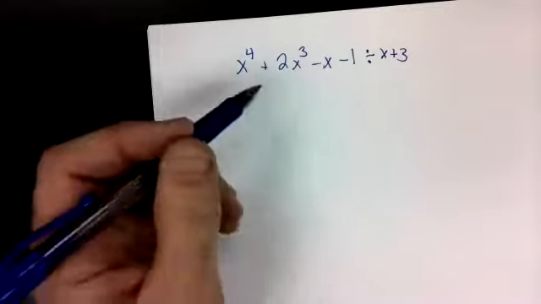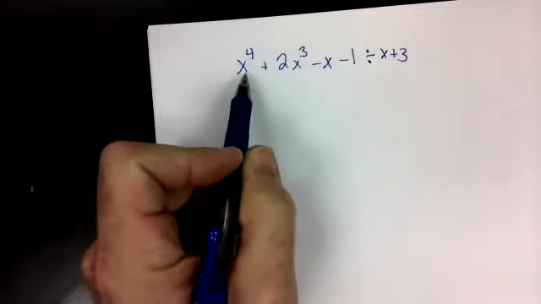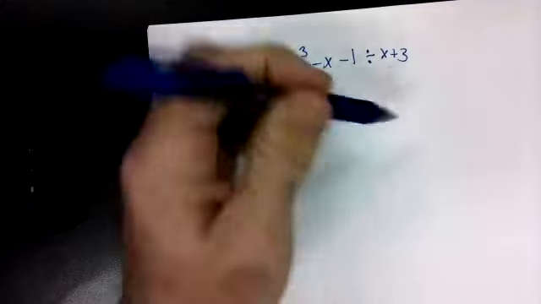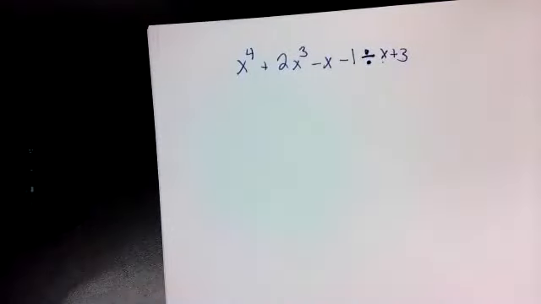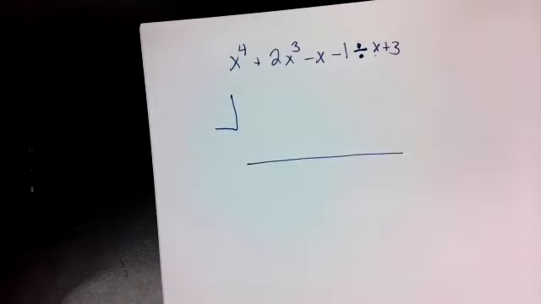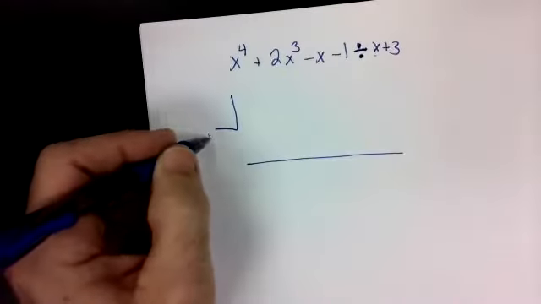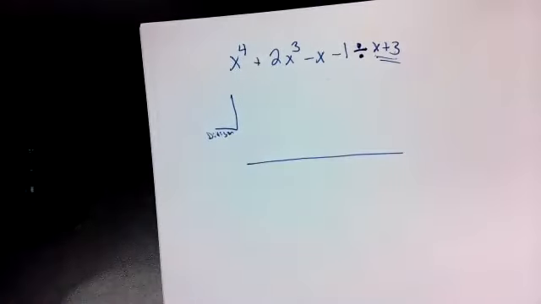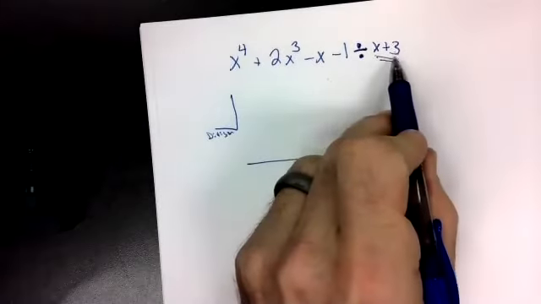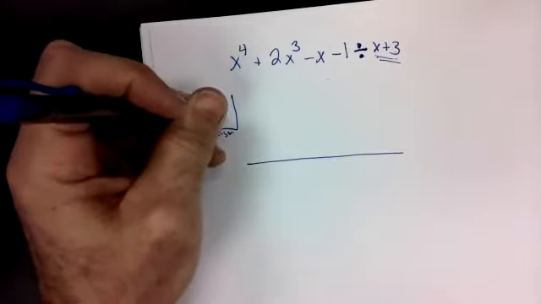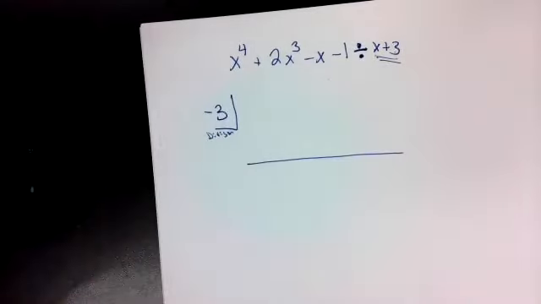All right, so again, following the rules, we're going to synthetically divide x to the fourth plus 2x to the third minus 1x minus 1 by x plus 3. Again, this is where my divisor goes. If this is my divisor, we grab this plus 3, but we take the opposite. So if that's a positive 3, we put a negative 3 here.